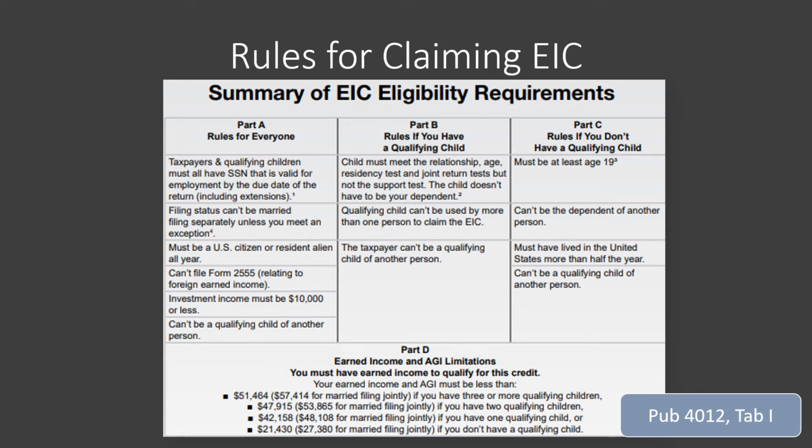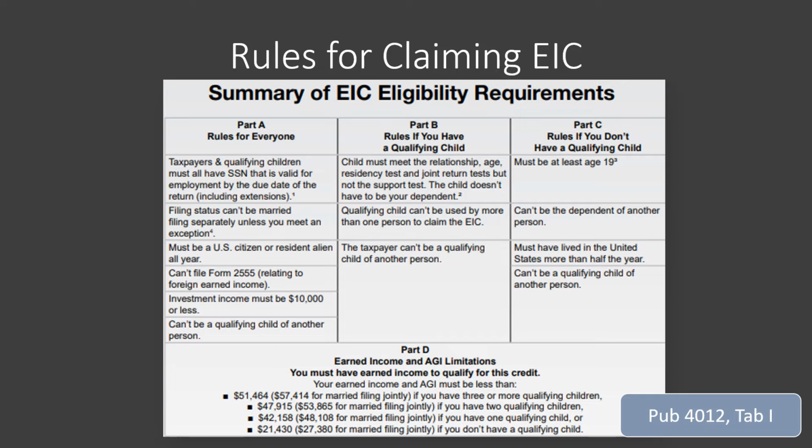So aside from calculating from earned income, we do have some eligibility requirements, and there's 3 main groups, a group that's everyone and 2 other groups that have certain requirements. So this little chart comes from our publication 4012 tab I, so it's again a super handy resource. The rules for everybody are that the taxpayers and any qualifying children that they're trying to use towards this credit have to have a Social Security number that is valid for employment, and that's by the due date of the tax return. So it's important to note that valid for employment.